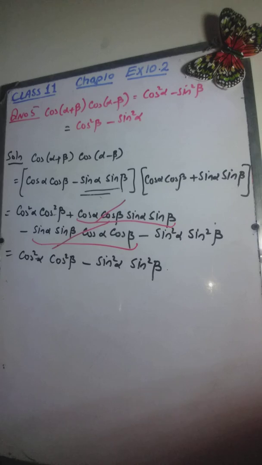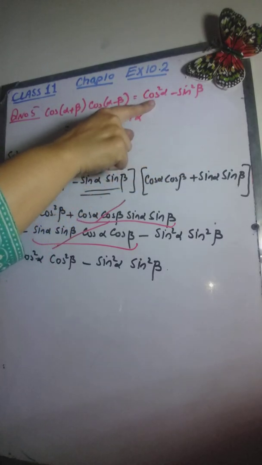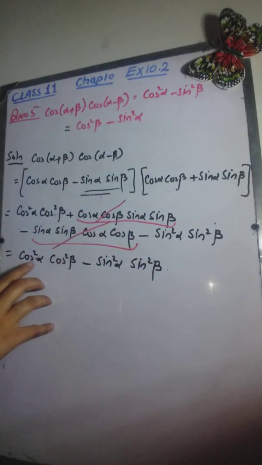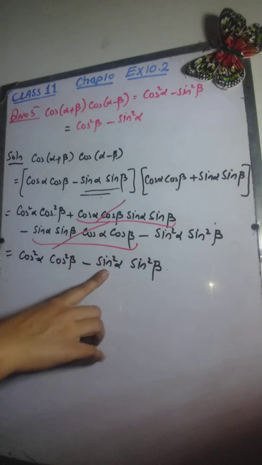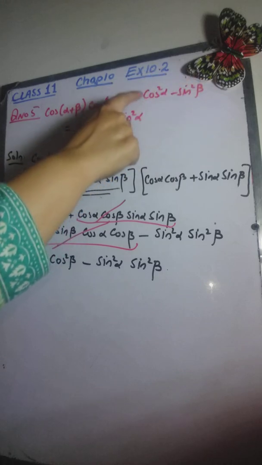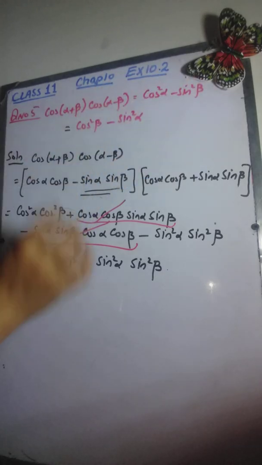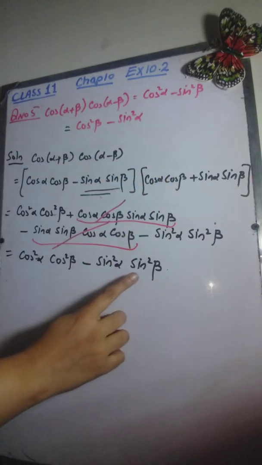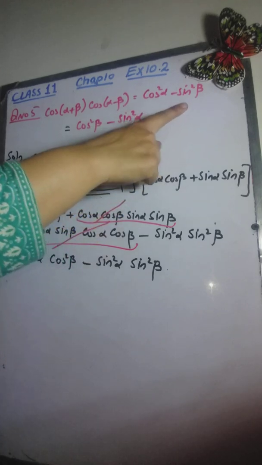Now from this expression we have to get this expression. Over here alpha is with cos only and beta is with sin only. So what am I going to write? We want alpha with cos only, so I'm going to replace sin square alpha by 1 minus cos square alpha, because the expression that we need to prove has alpha with cos and beta with sin. So I'm going to express cos square beta in the form of sin of beta.